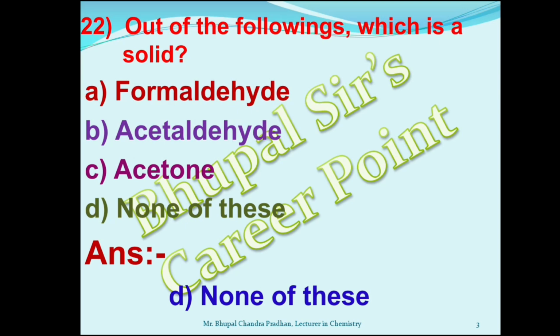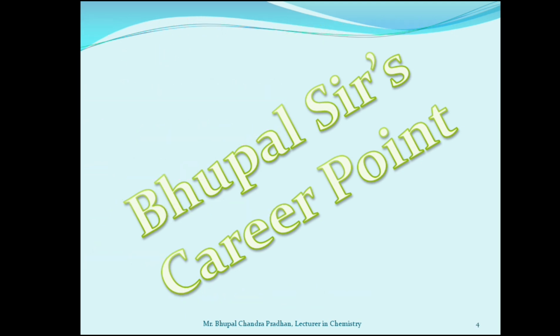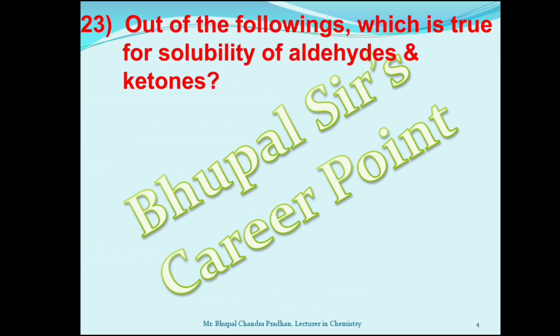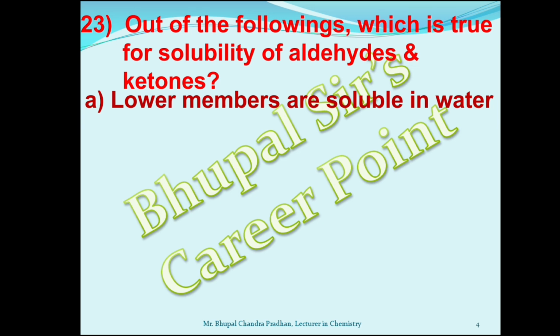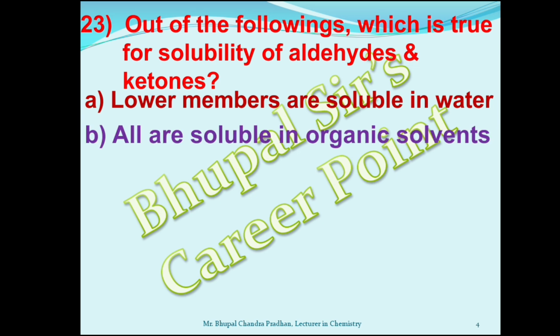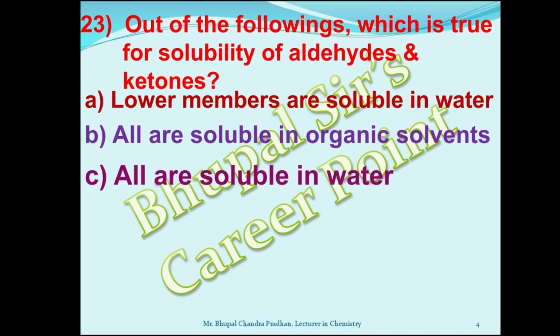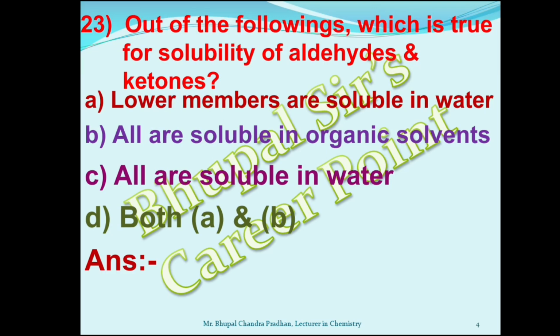Now let us come to the next question of the session, that is question number 23. Out of the following, which is true for the solubility of aldehydes and ketones? Option A, lower members are soluble in water. Option B, all are soluble in organic solvents. Option C, all are soluble in water. Option D, both A and B. Students, try to give the correct answer.